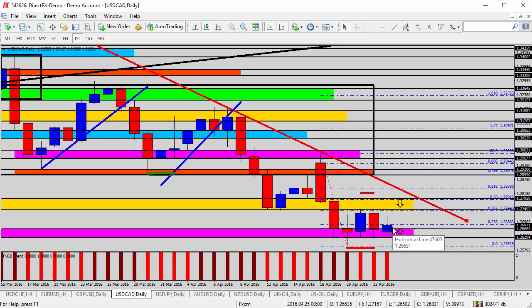So if you're looking for that and willing to take on a little bit more aggressive risk, you could be looking for buy scenarios into the low 126s, targeting the yellow shaded area for the USDCAD.